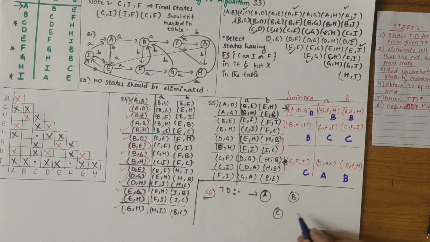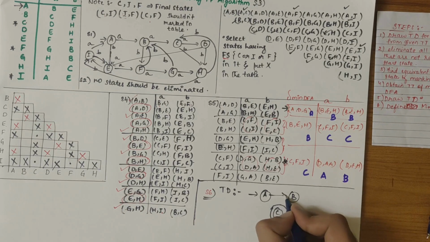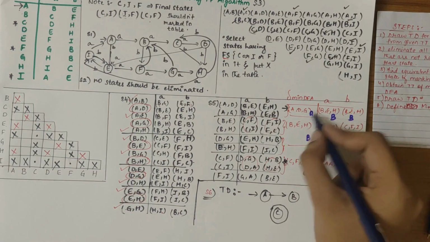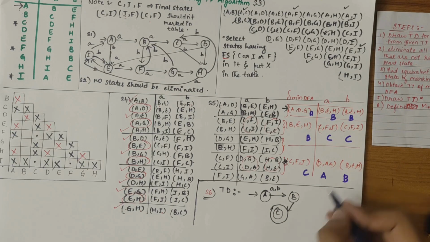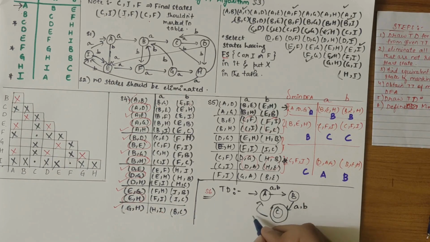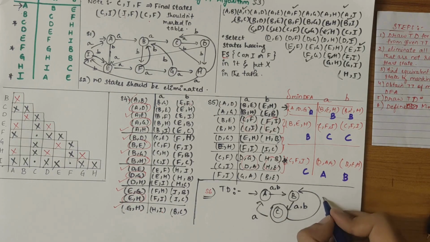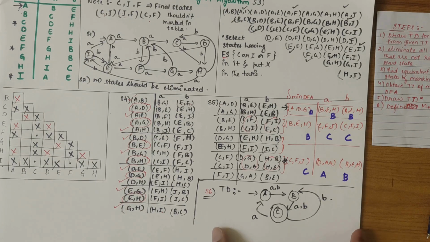So A being the start state and C being the final state. So A on A gives B, A on B also gives B. So A comma B. B on A gives C, B on B also gives C. So here also A comma B. C on A gives A, and C on B gives B. So here we have obtained the transition diagram.